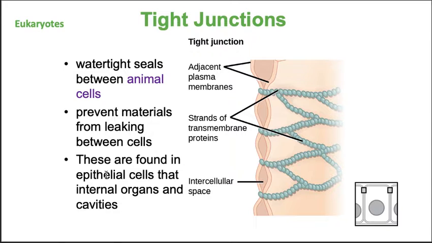And we also have this on our skin, right? We don't want our insides leaking out, right? And our internal organs, other organs are also going to have this as well. So tight junctions, super important, watertight seals between the cells. And these are found in animal cells specifically.